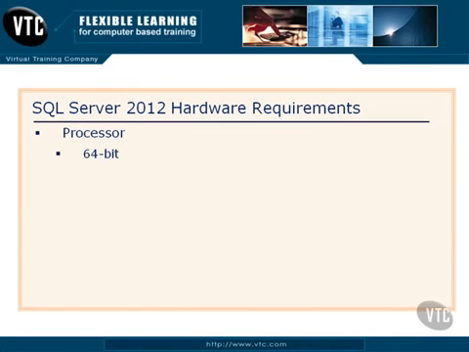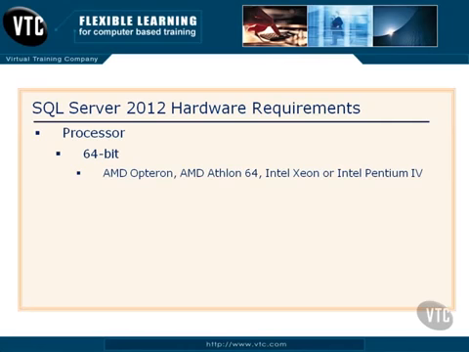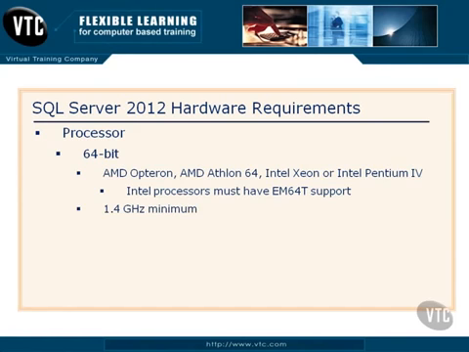For processors, you have 64-bit and 32-bit options. On the 64-bit side, AMD Opterons or AMD Athlon 64s. On the Intel side, Xeon or Pentium 4. Intel processors, you do need to note, must have EM64T support. Just watch for that. It could be a trick question on the exam. And you're looking at least a 1.4 gigahertz minimum. Obviously, you want to go as far past that. Microsoft recommends a 2.0 gigahertz or faster processor.